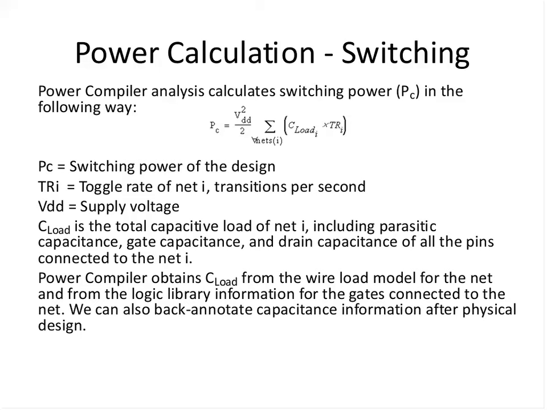So remember, P is equal to VDD square by 2, summation of, so VDD is constant, summation of P load into the toggle rate. So each net load into how many times it toggles, we add them together, multiply by VDD square by 2. This is how we get the switching power, right?